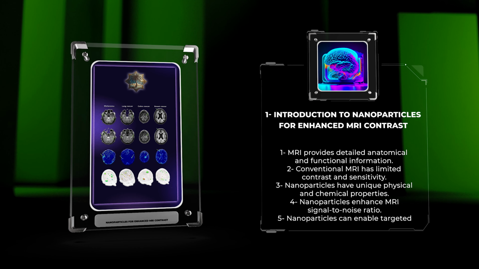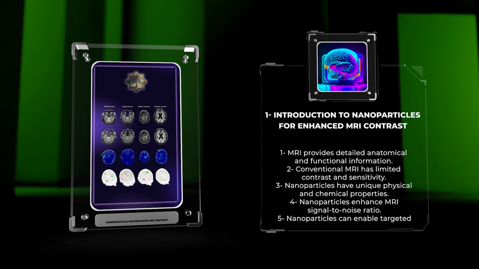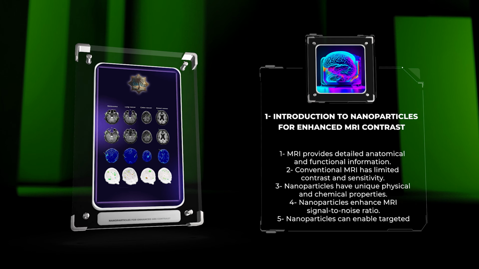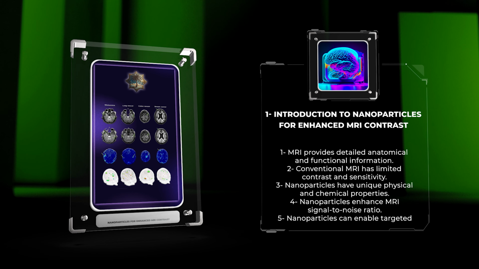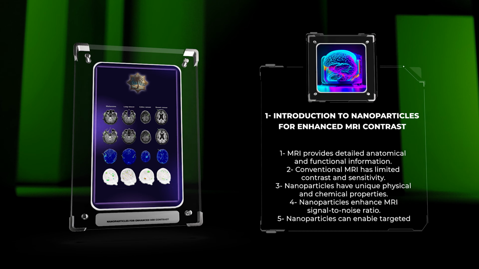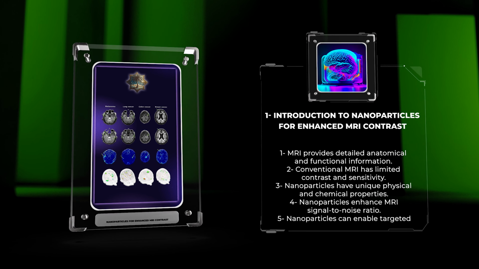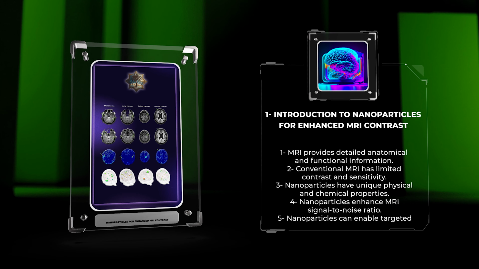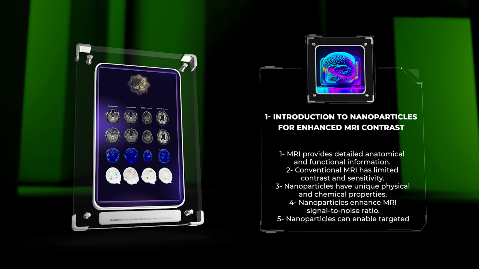Nanoparticles, typically ranging from 1 to 100 nanometers in size, offer unique physical and chemical properties compared to bulk materials. These properties enable them to interact with the MRI magnetic field and enhance the signal-to-noise ratio, thereby improving image quality. By selectively accumulating in specific tissues or cells, nanoparticles can also enable targeted imaging. In this section, we will explore the underlying principles that govern nanoparticle-based MRI contrast enhancement and discuss the advantages they offer over conventional contrast agents.